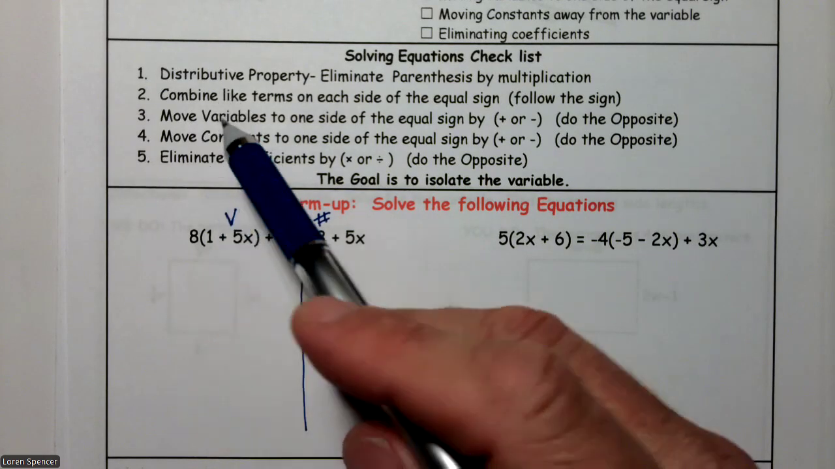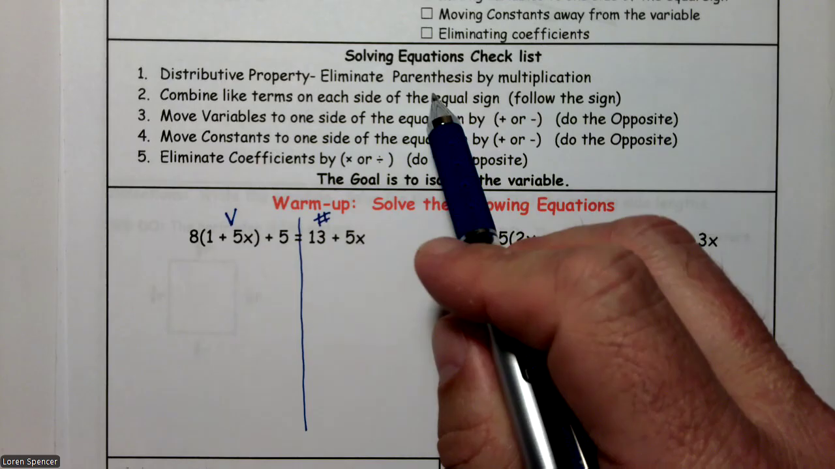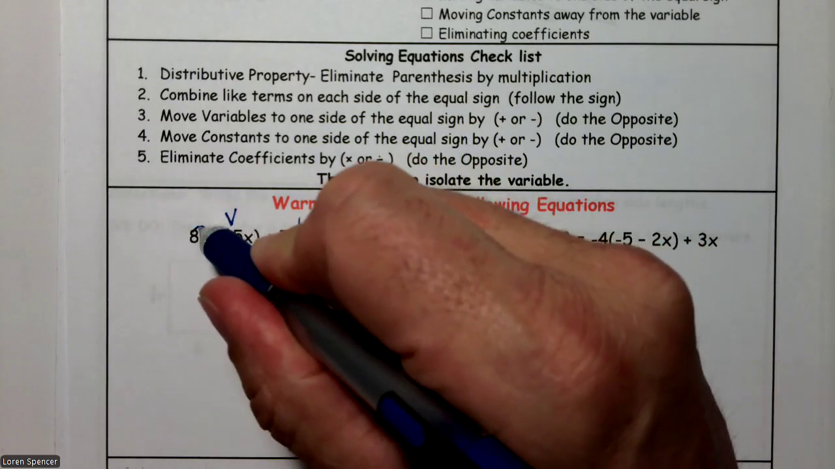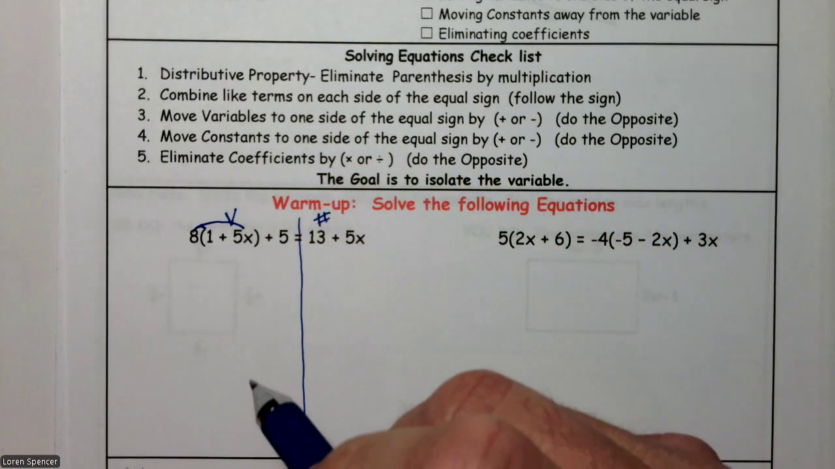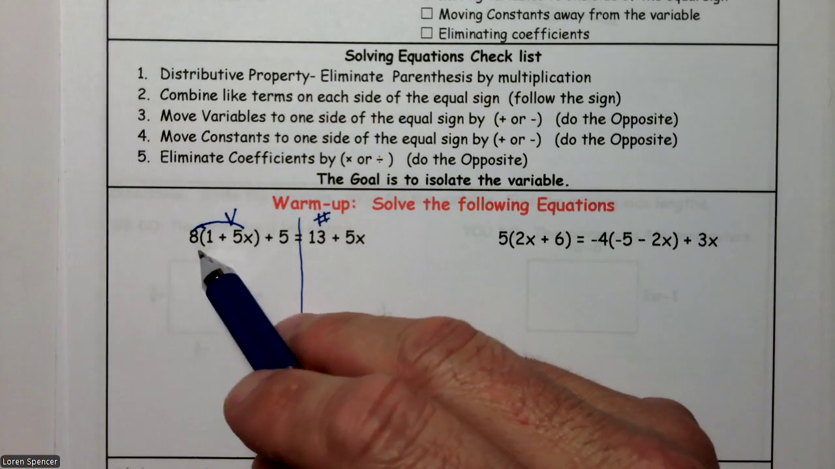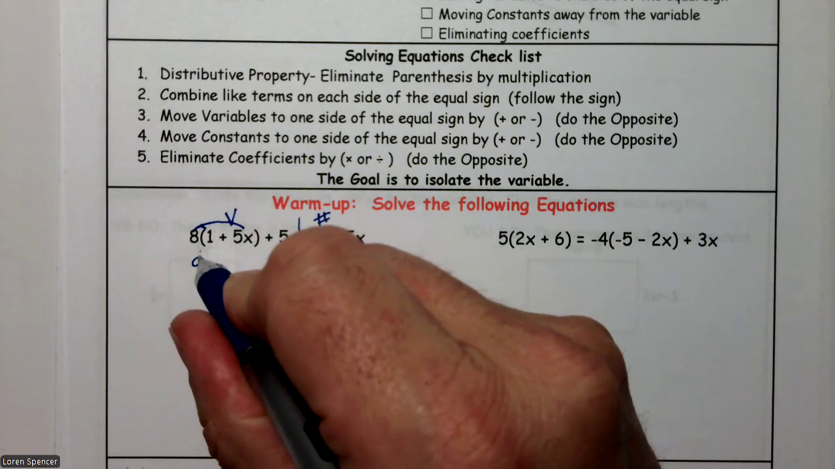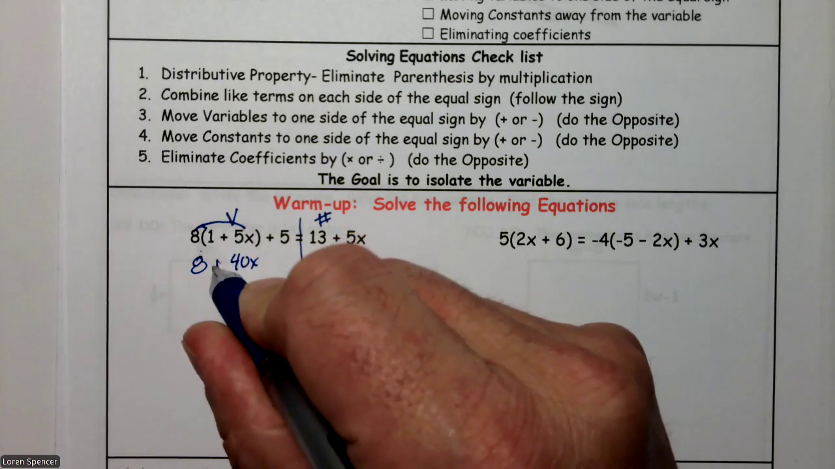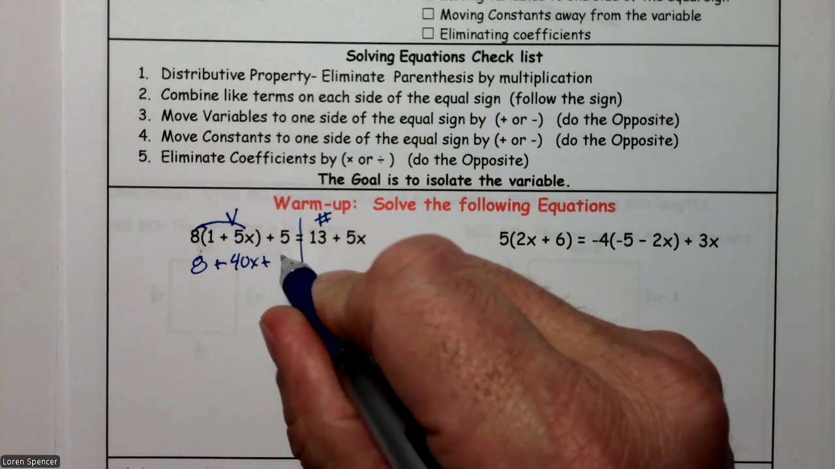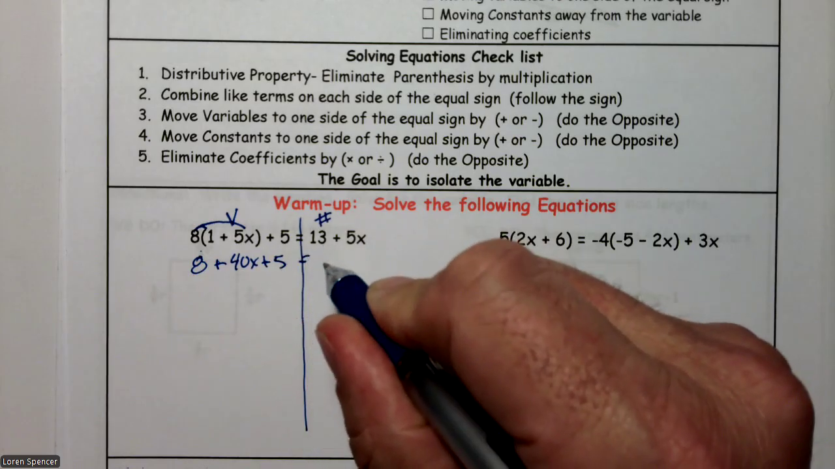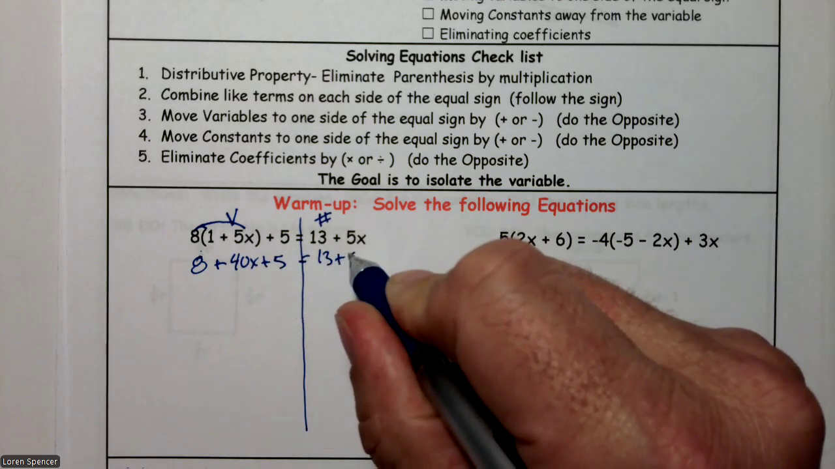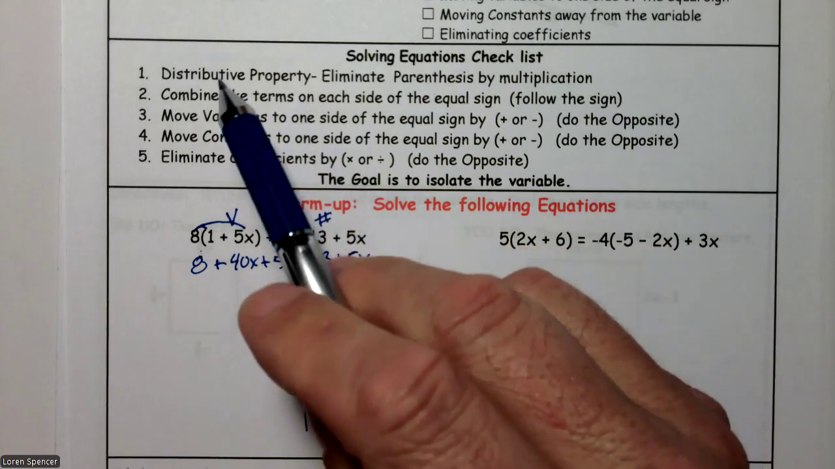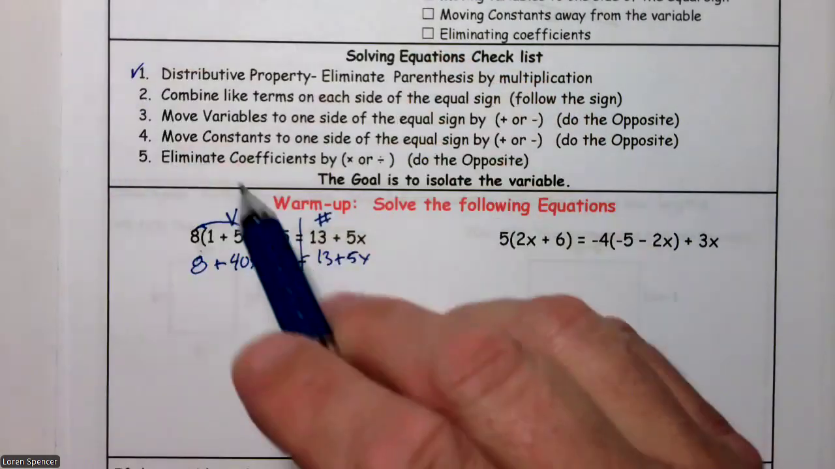So first step says distributed property, and sure enough, I have parentheses and I undo distributed or use multiplication to take care of distributed property. 8 times 1 gives me 8. 8 times 5 is 40. So we have 8 plus 40x plus 5 equals 13 plus 5x. All right, so we've taken care of the distributed property.